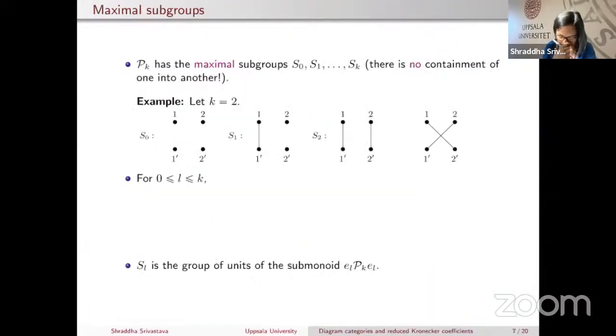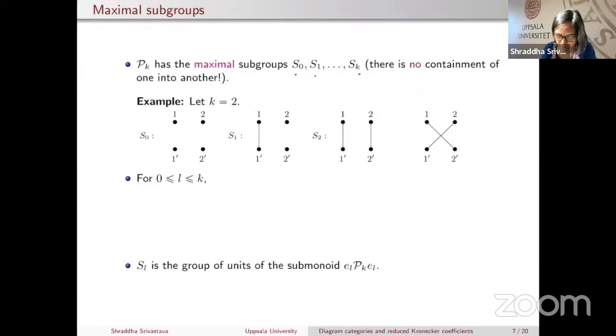Okay, so now we are going to talk about maximal subgroups. In the theory of semigroups, the maximal subgroups play an important role. I'll just do an example for the partition monad. The partition monad PK has maximal subgroups, which are the symmetric groups on 0 letters, 1 letter, and k letters, and they are very different from each other. There's no containment of each other.